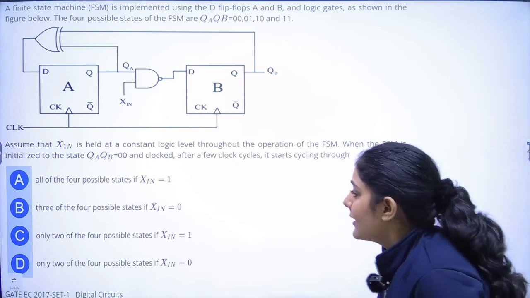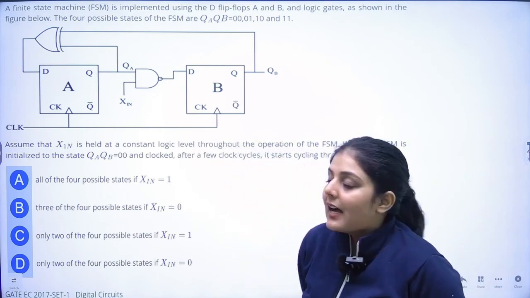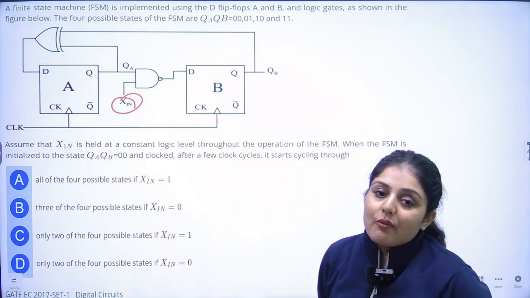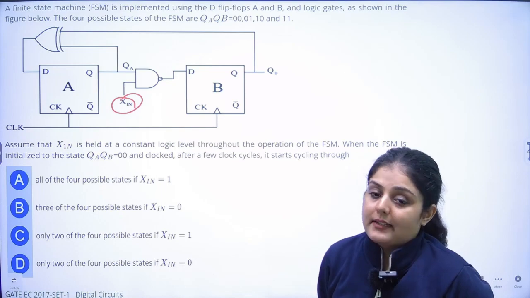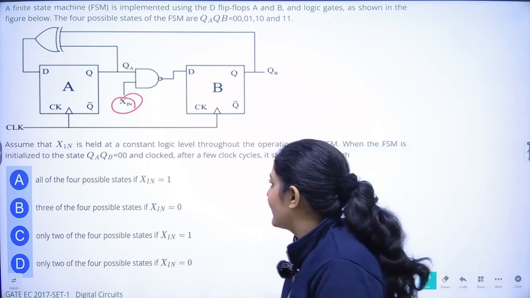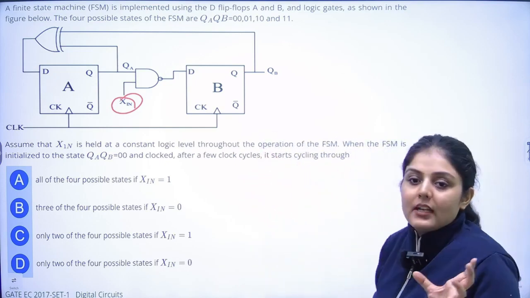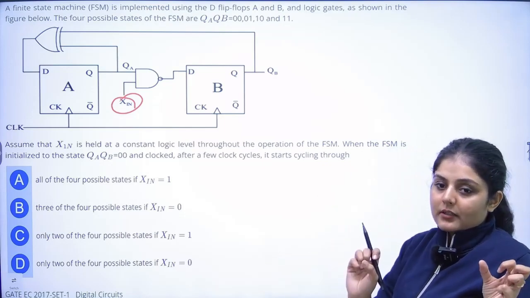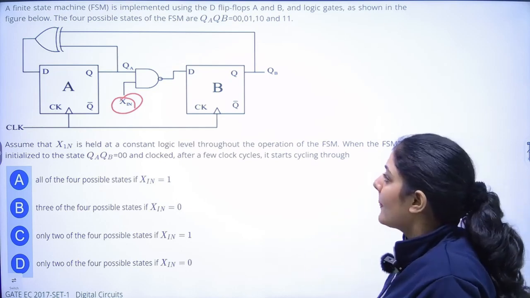Now, what they are asking is we have to find out at what possible values of XIN, that is your floating input, right? This is a floating input. At what possible value of XIN will we be getting how many possible states? Now, we have to just draw the truth table for this. That's the only way to solve digital circuits, especially when we are talking about sequential circuits, right? So we have to always go with the truth table, right?